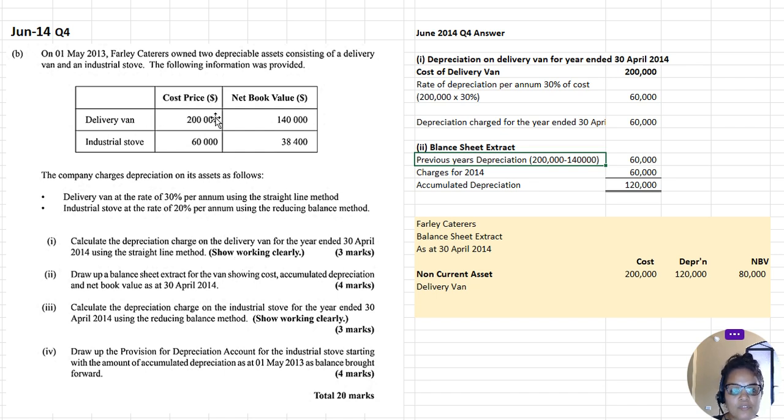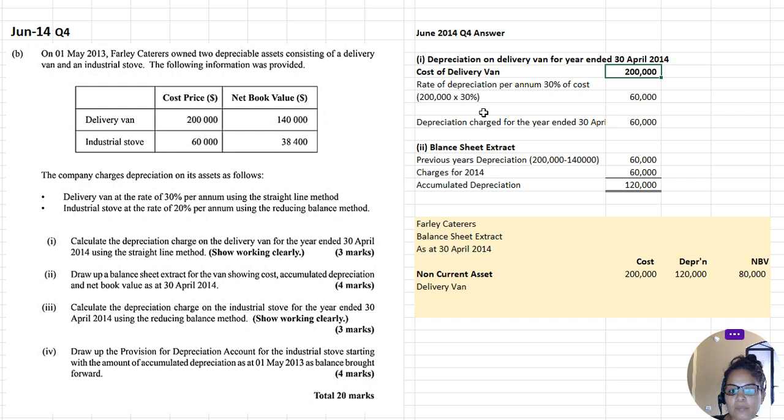So the cost of the delivery van is 200,000. Here I already did the working for you because it's a very straightforward question. You put depreciation on delivery van for the year ending 30th of April 2014. The cost of the van is 200,000 and the rate of depreciation per annum is 30% of cost because it's a straight line method. So straight line method is the percentage based on the cost of the equipment, right? So rate of depreciation per annum is 30% of cost.